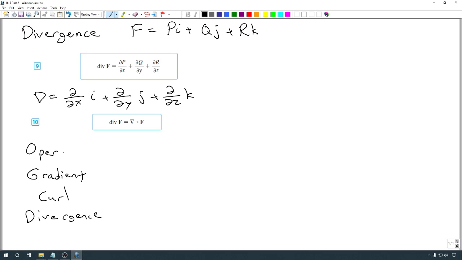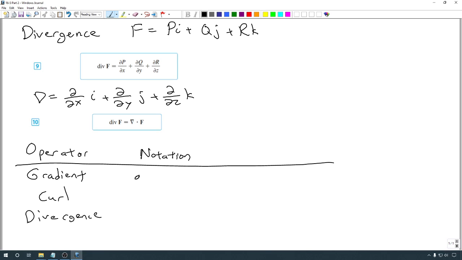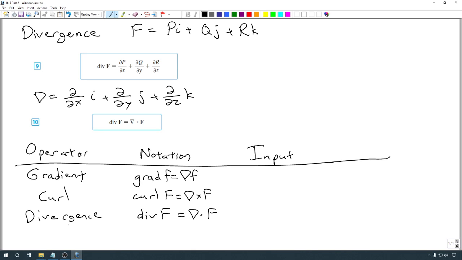So if we have all these operators, we have our notation here. We could say the grad of little f, or we can say nabla f. We have the curl of capital F, or nabla crossed with capital F. And now we have the divergence of F is nabla dotted with capital F. So very similar looking things, but we can distinguish between what goes into these operators and what comes out of those operators. With a gradient, we don't take the gradient of a vector field.